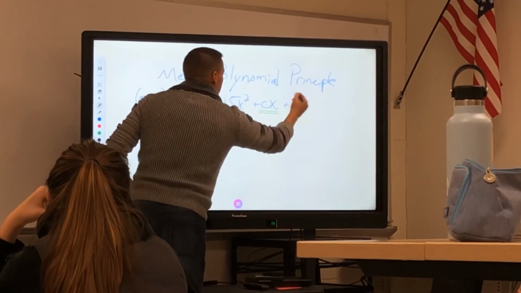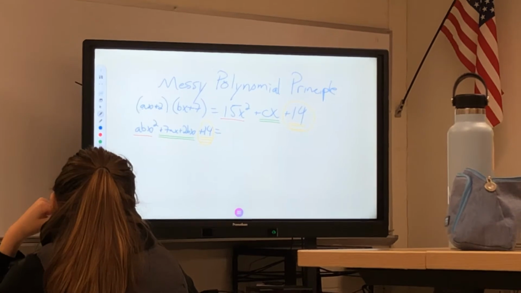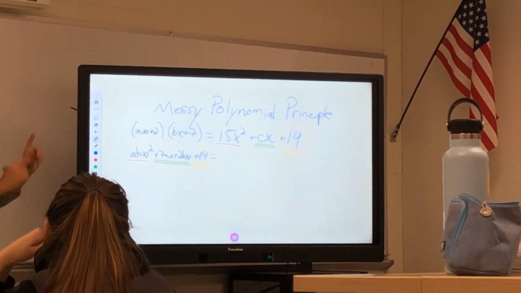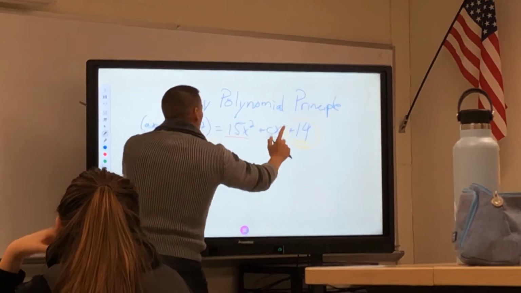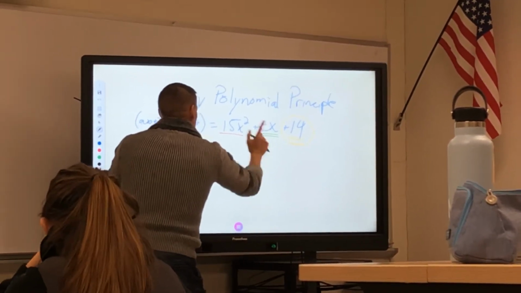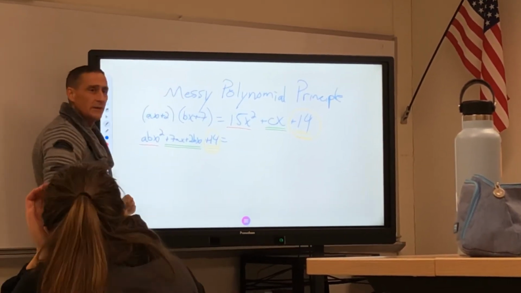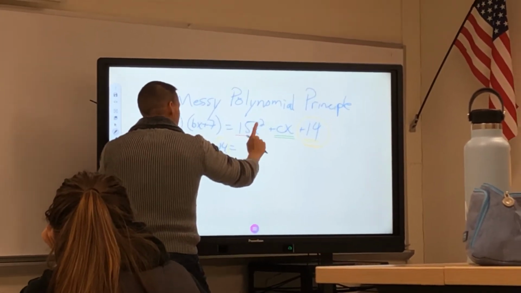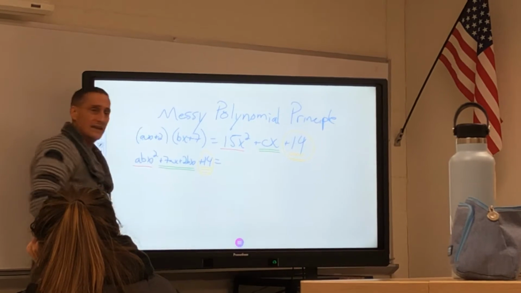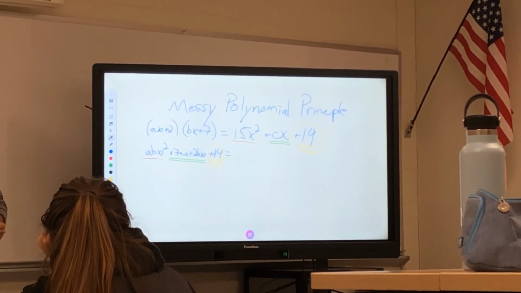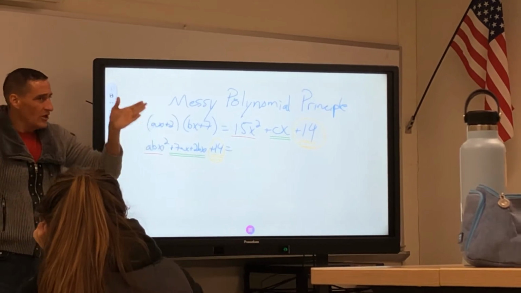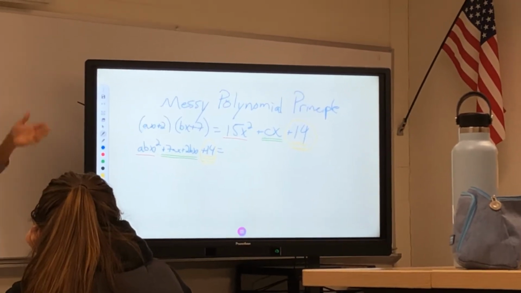Oh, so here's your messy polynomial principle. If ever you do some math and you get two messy polynomials, ready? If any one part of my polynomial is equal, then all separate parts are separately and independently equal. You get that? If you find one part equal, then all parts are separately and independently equal.